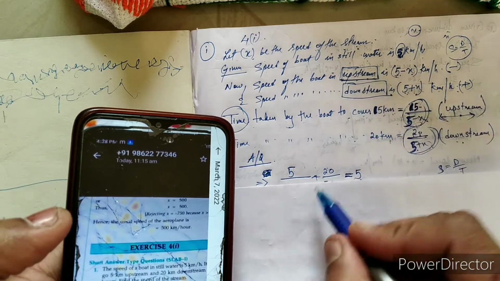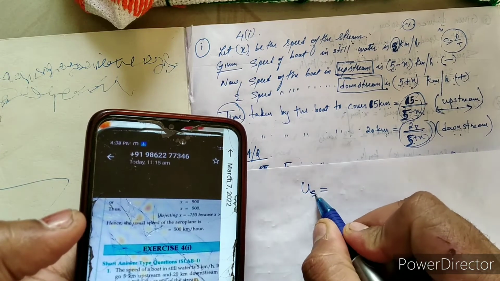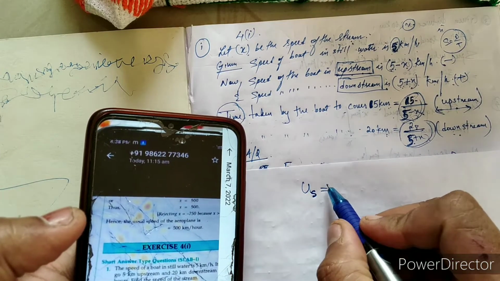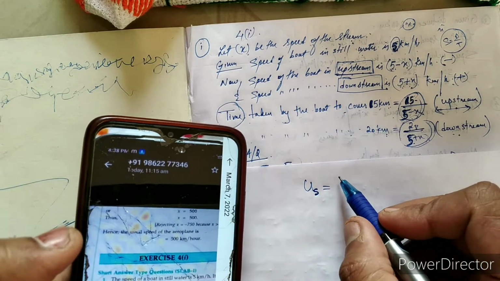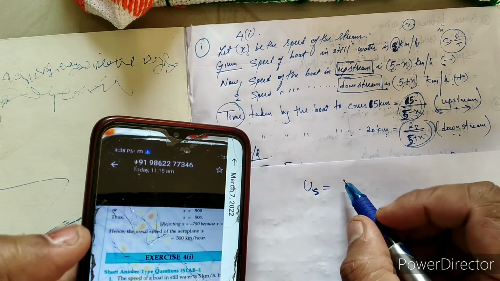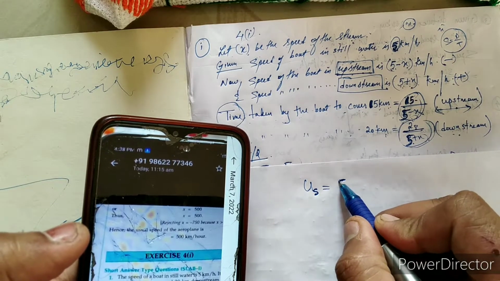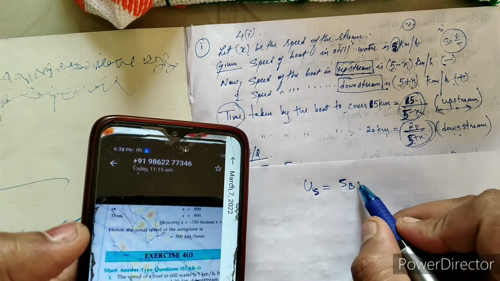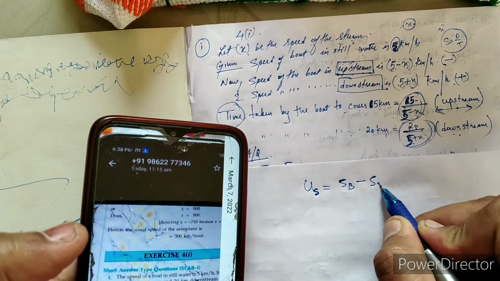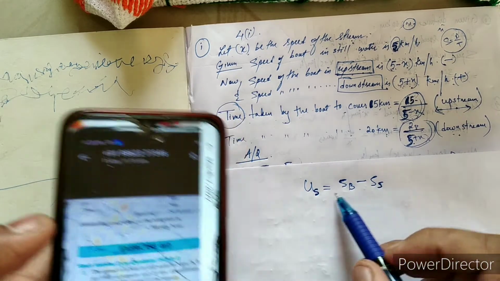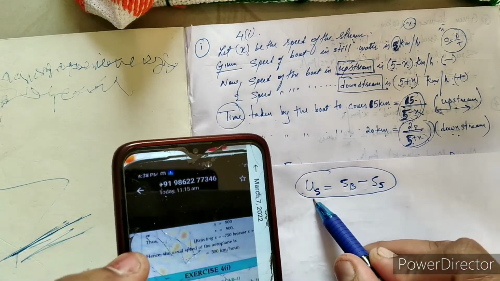Now upstream speed. Remember, this is the formula: upstream speed is equal to speed of the boat in still water minus speed of the stream. So this is just the formula. Actually if I want to write it formula-wise, I have to write it in this way.